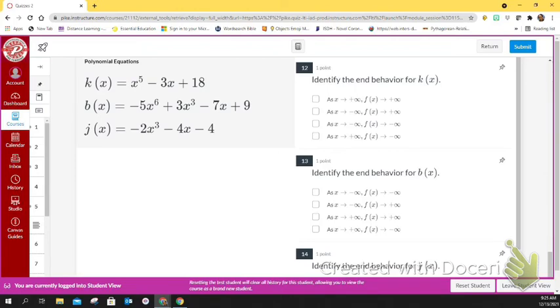So for question number 12, that's k of x. This right here tells me everything I need to know. That's x to the 5th. Because that's positive, the right side is going to go up. And that's a 5th degree, so the left side does the opposite. So I need the one that says x approaches negative infinity, f of x approaches negative infinity. So it should be negative infinity, and positive infinity, positive infinity.